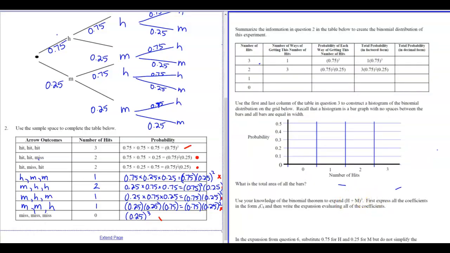Okay, so then 1 hit, these ones here, 3 ways of getting those, and that's 0.75 times 0.25.